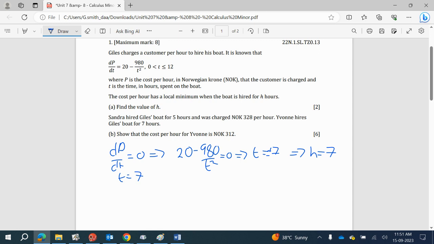Giles charges customers per hour. So P is the cost per hour, right? So we have the rate at which the cost is changing. We have the marginal cost, although it's called P. So this is part A. For B, we need to first find P, which is the integral of 20 minus 980 over x squared dx. I'm just going to convert this into index form as I write it down. I've switched it into x instead of t. Sorry, I wouldn't normally do that.